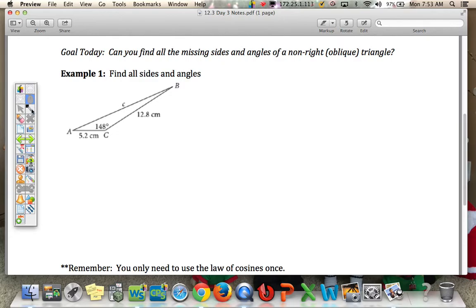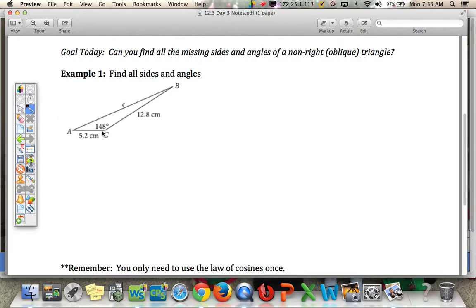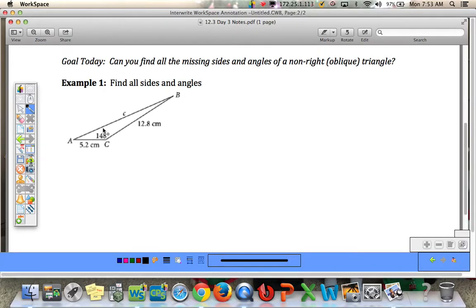So first thing you should check is, is it a right triangle? It's not, because we have 148 degrees from one of the angles. Second thing you should check is, can you use law of sines? And here we don't have a complete ratio. We don't know one side and its opposite angle, so it tells us we have to start with the law of cosines. Let's pick one to solve for first, a side or an angle.